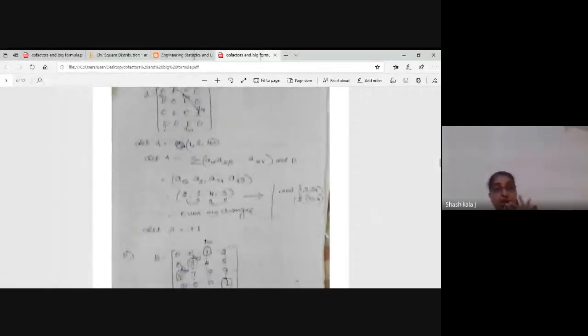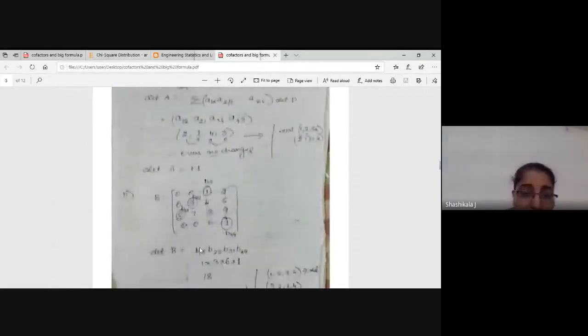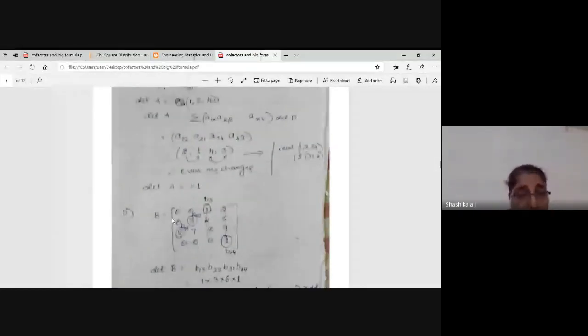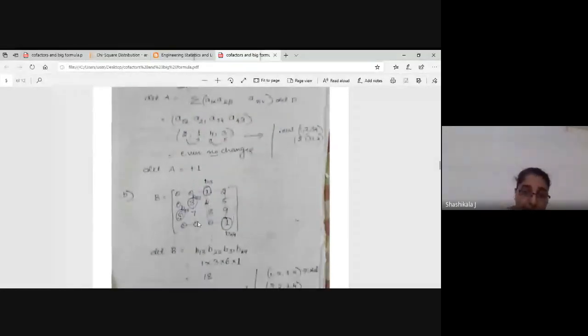I think it will be clearer if you solve more problems. Okay, let me go for the next one. Here, what is the determinant B? Now you tell me, in B13, which combination shall I take? Now I will take the 13, B13.